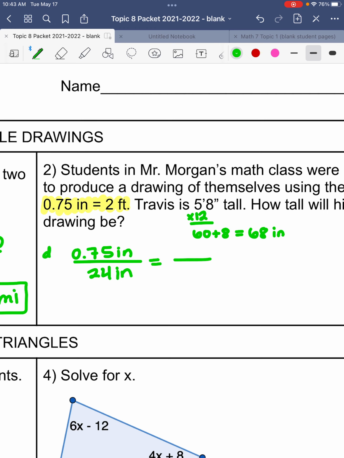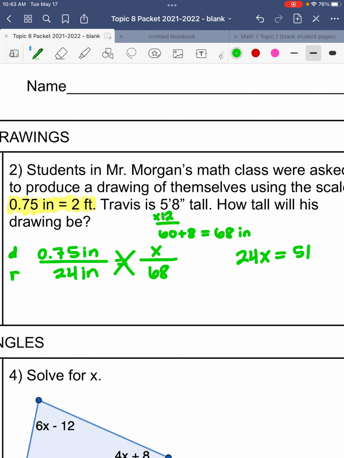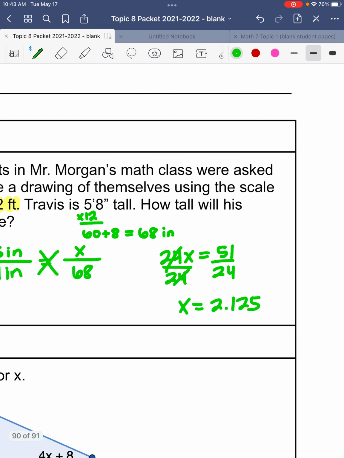And now I'm going to set that equal to my second fraction. We know that this is the drawing and this is the real life. So the real life measurement of 68 inches needs to go on the bottom, and I put my x on top. Now I can cross multiply. 24 times x is 24x equals 0.75 times 68, which is 51. Divide by 24 on both sides. So x equals 2.125 inches. That's how tall his drawing will be.